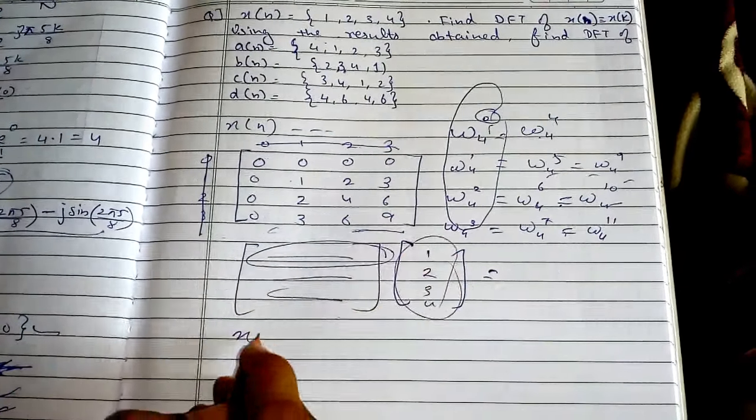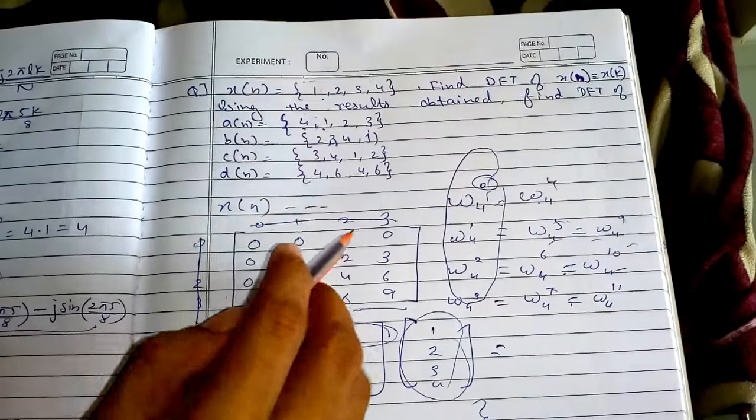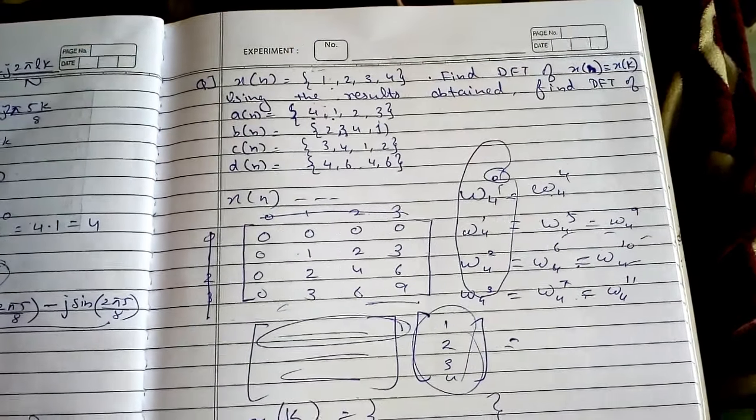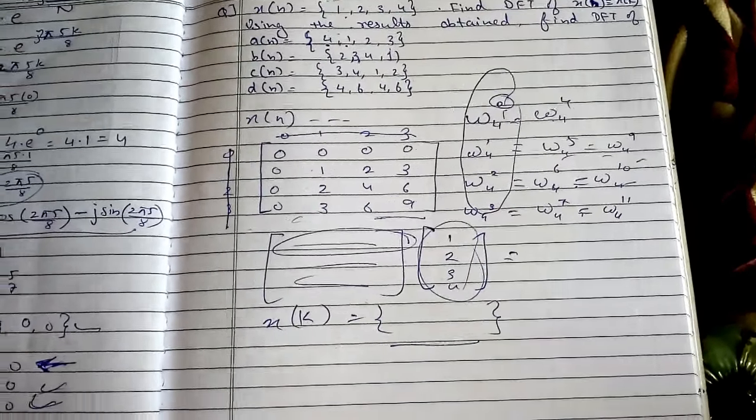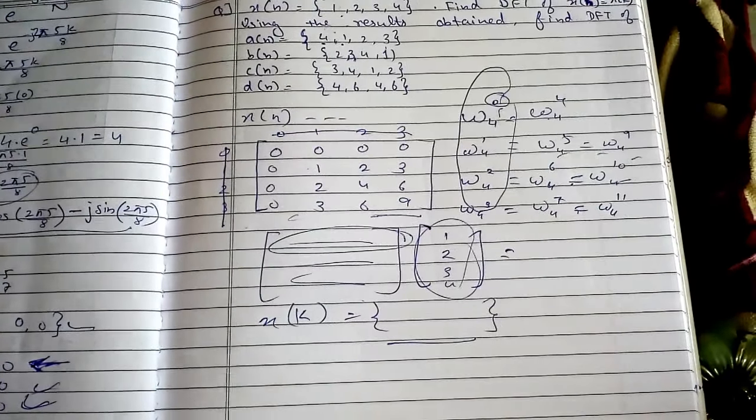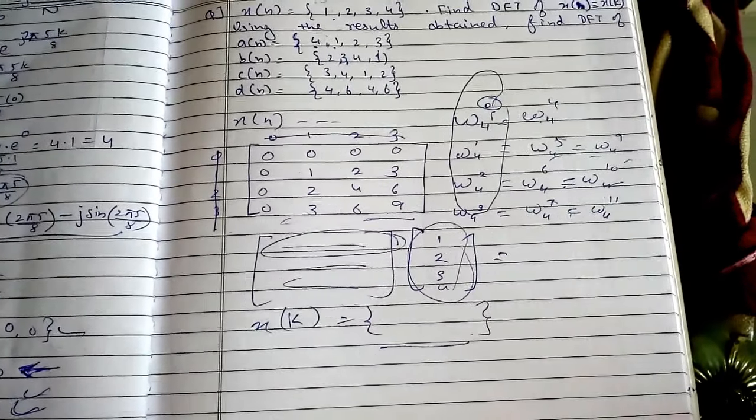A of n is given as 4 1 2 3. Just compare it with the question: 1 2 3 4, 4 1 2 3. Just move 4 forward, in anti-clockwise direction once. You will have 4 1 2 3, which means, as we saw in the previous one, x of n minus l. In place of l, now I will have 1. Put those values, you will get the answer.